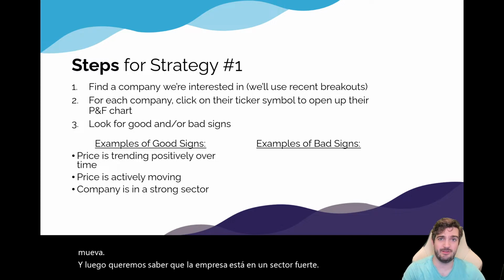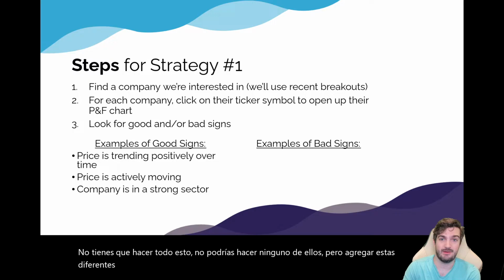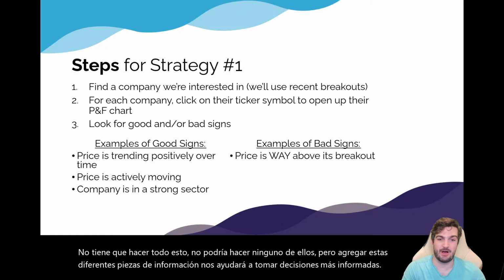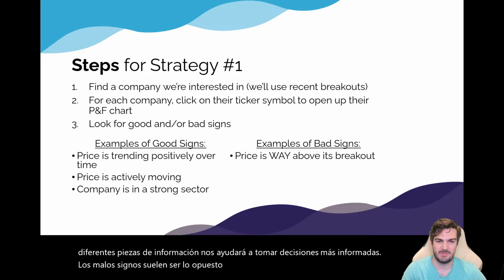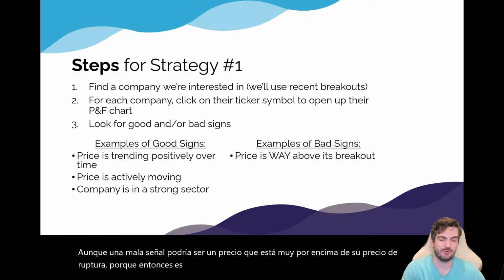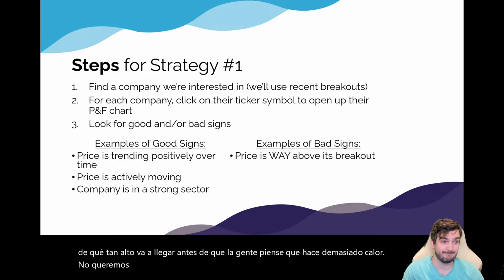You don't have to do all of these. You could do none of them, but adding in these different pieces of information will help us make more informed decisions. Bad signs are typically the opposites of the good signs. So, a bad sign could be a price that is way above its breakout price, because then it's a guessing game, it's a game of chicken, of how high is it going to go before people think it's a little too high. We don't want to get stuck buying it at the top.